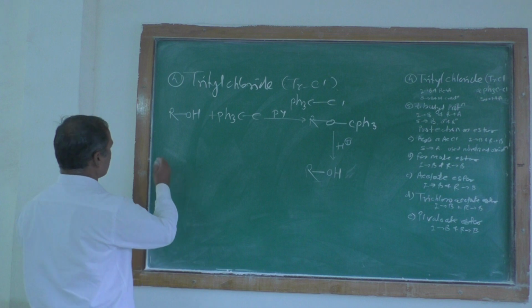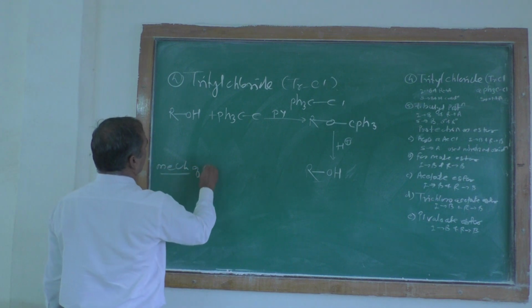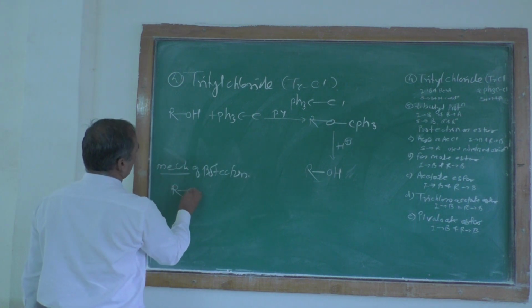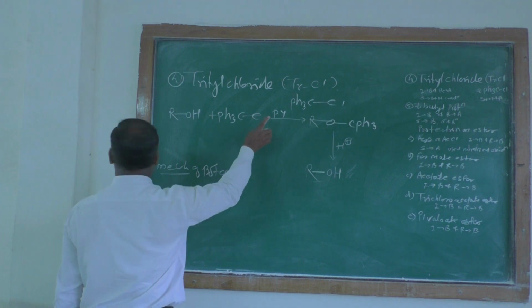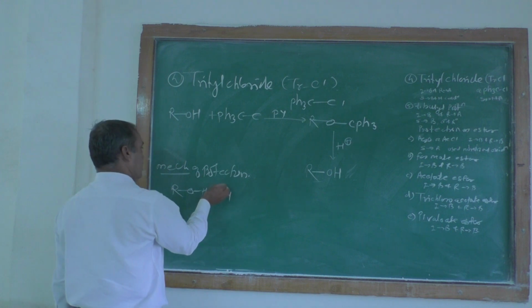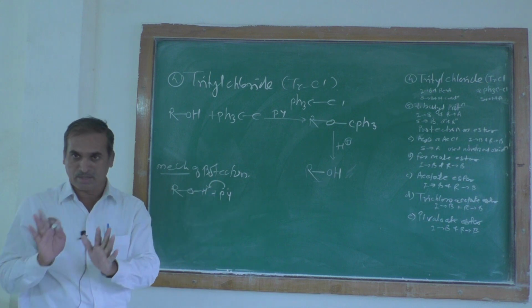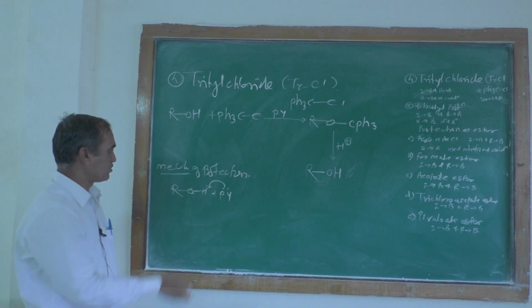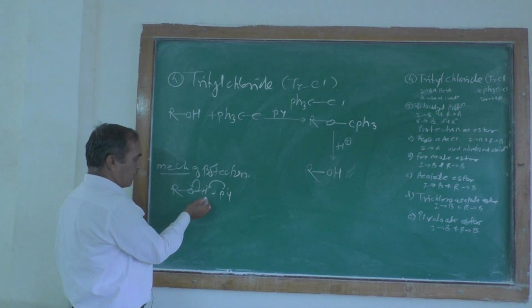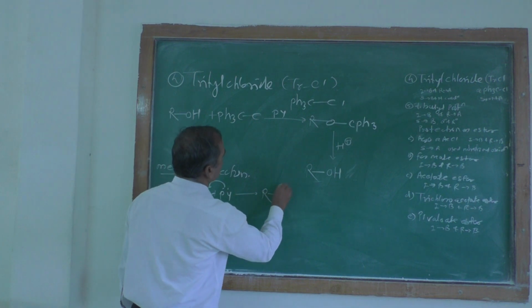Now let us look at the mechanism. Mechanism of protection. Here is ROH, and the base used is pyridine, Py. I know that you know the structure of pyridine. Are you knowing the structure of pyridine? Yes, you are. So pyridine is a base which will abstract the acidic proton, giving RO minus.